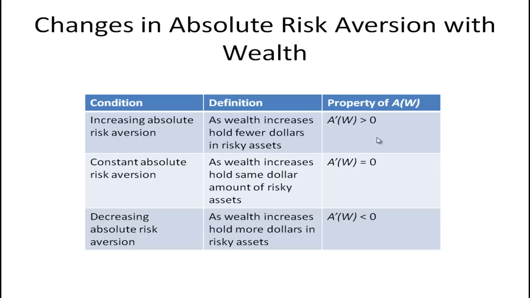You could have it all in treasury securities, and that would be just fine to finance your expenses. So actually, the one that makes the most sense is decreasing absolute risk aversion. As you get wealthier, you're probably going to have more dollars in risky assets. You'll also have more dollars in safe assets as well.